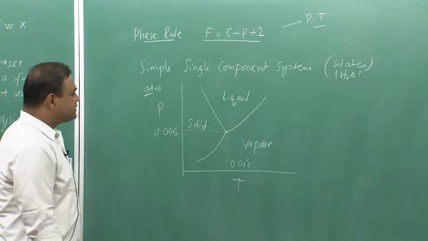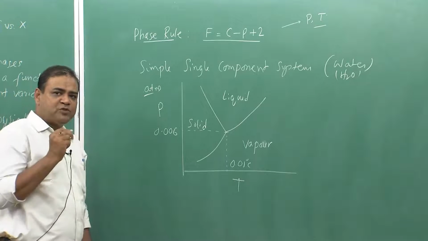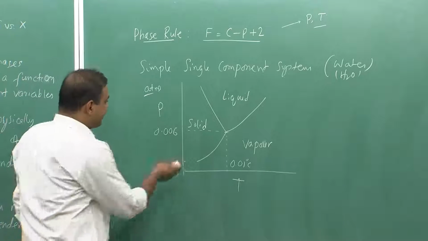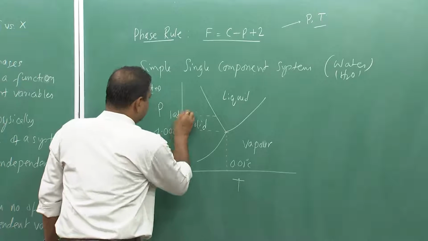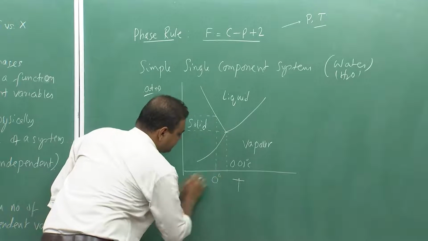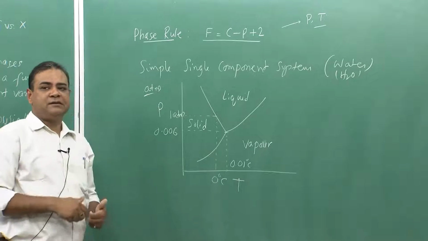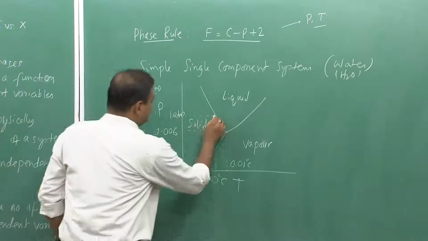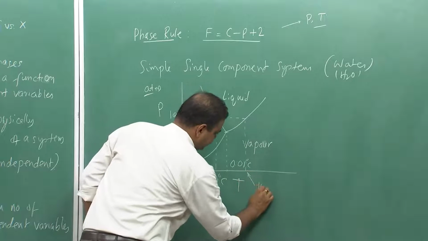And now we know that the melting temperature of water at 1 atmosphere pressure is 0 degree Celsius. So, if I consider 1 atmosphere pressure, this is 1 atmosphere, and the corresponding temperature we can get is this 0 degree Celsius. And similarly, we know that 100 degree Celsius is the boiling point of water at 1 atmosphere pressure. So, we just extend it, and this point is 100 degree Celsius.